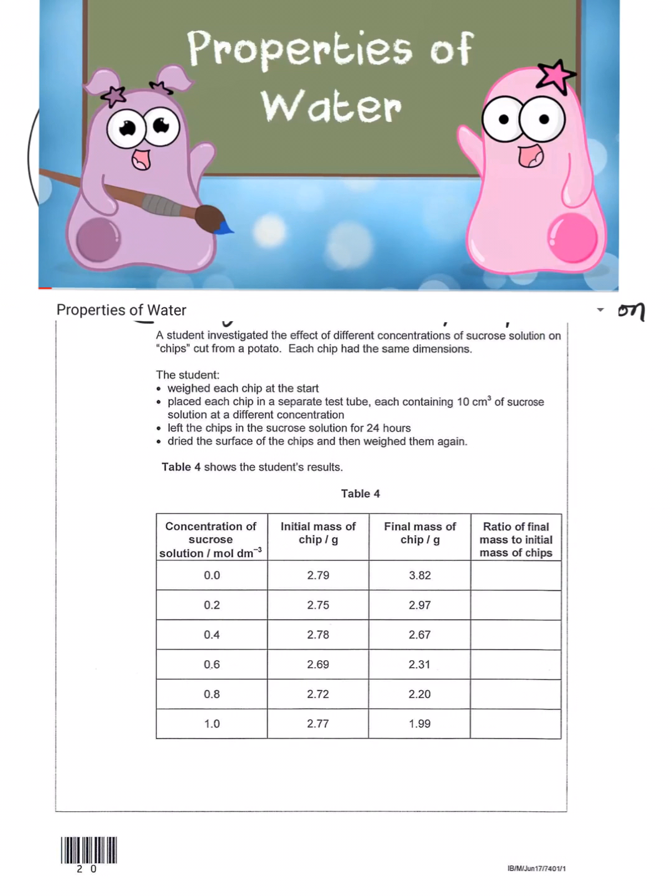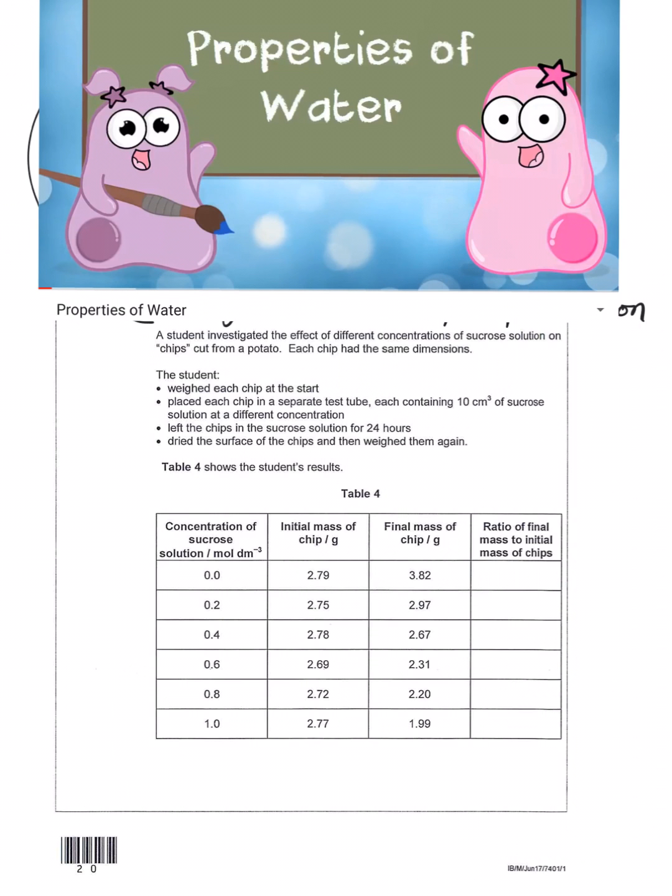Okay, so now on to the practical that this student carried out, which is very, very similar indeed to the practical that we carried out in class. So you'll be able to use your lab books to revise this practical method. A student investigated the effect of different concentrations of sucrose solution on chips cut from a potato. Each chip had the same dimensions.